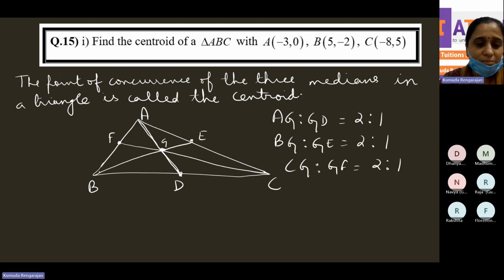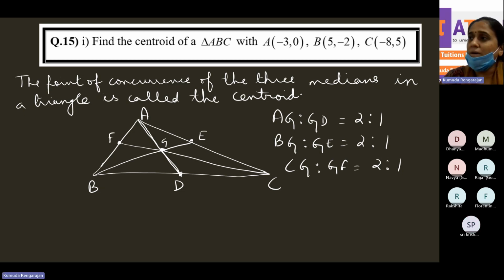So now look at the other median, BE. G lies on BE. From the vertex to the centroid, BG is two parts, GE is one part. In the same way, for median CF, G lies on CF, so G lies on all three medians. It divides CF in the ratio 2:1. CG is two parts, and GF is one part. So the centroid divides the medians in the ratio 2:1.